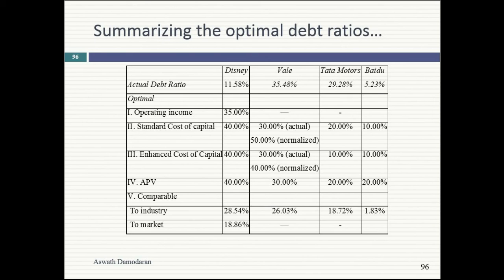For Vale, I had a 35.48%, a little more mixed, but relative to most of the numbers, they are slightly over-levered. That number, of course, has become a lot worse as iron ore prices have collapsed. Tata Motors, again, every single one of the numbers I got from the approaches gave me a lower optimal than their actual, so they're clearly over-levered. And Baidu, it's kind of in the middle. The traditional approaches say you can borrow a little more, but the industry average says you shouldn't borrow as much.